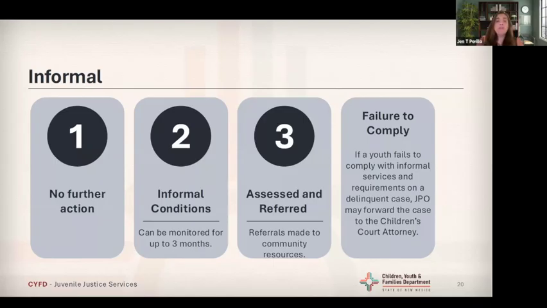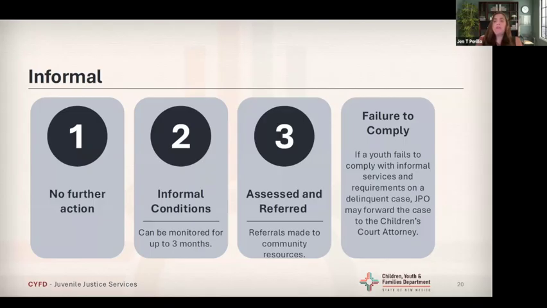Juvenile probation can also set informal conditions, and this can include monitoring for up to 3 months. And this can involve a number of different types of conditions, or they can be assessed and referred. And this is referrals made to different types of community resources, such as community-based treatment programs. One example being teen court or uplift youth, different types of diversion programs.